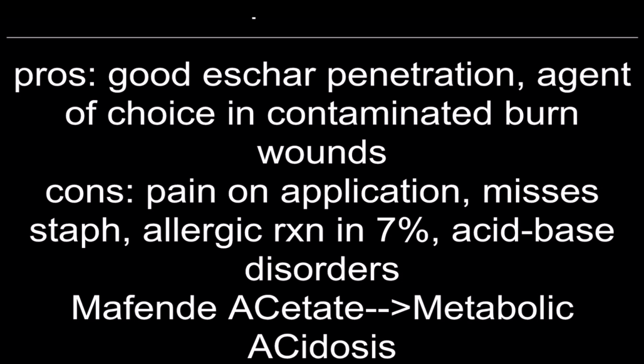Mafenide acetate, also known as Sulfamylon. What are some pros and cons? Pros: good eschar penetration, agent of choice for contaminated burn wounds. Cons: pain on application, misses staph, allergic reaction in 7% of the population, and acid-base disorders. Mafenide acetate causes metabolic acidosis.